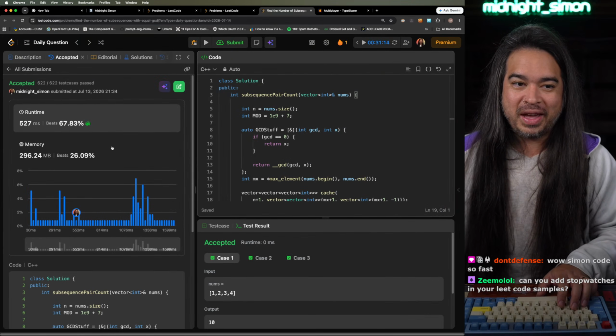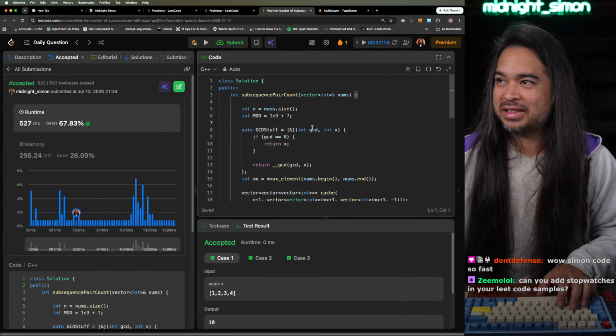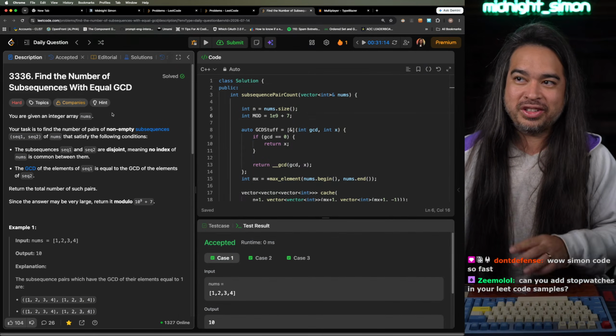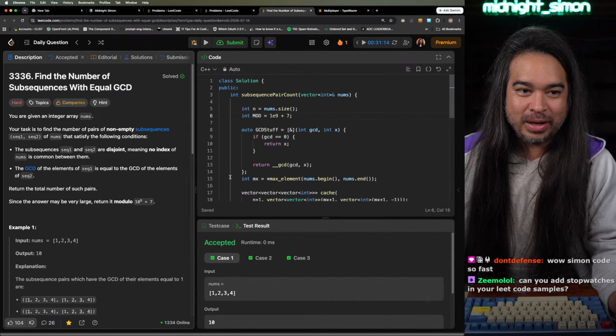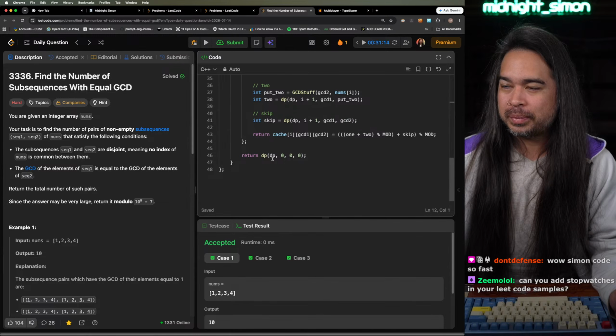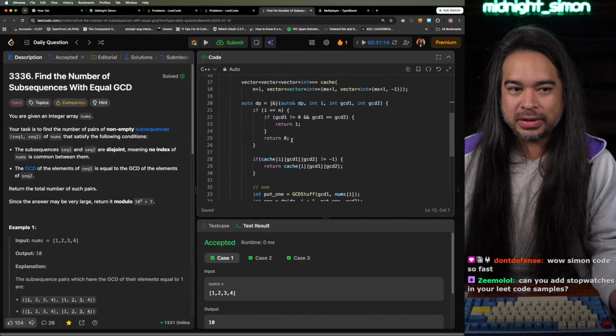Code so fast? What do you mean so fast? You could do this probably in like 3 minutes. What are you talking about, man? Can you add stopwatches in your LeetCode samples? What do you mean stopwatches?